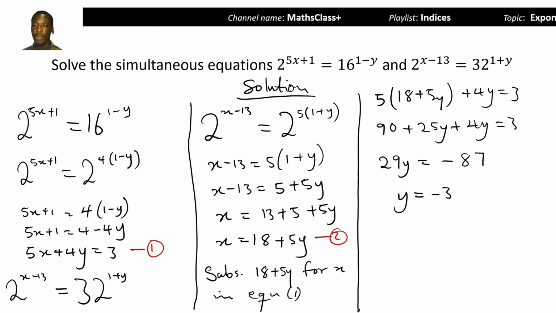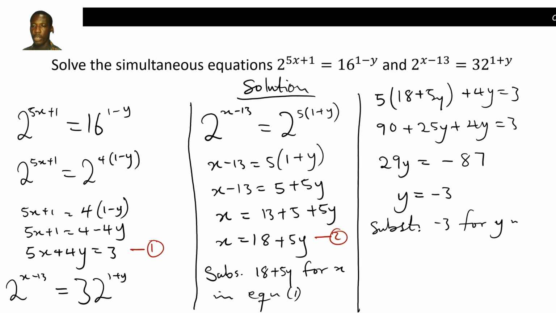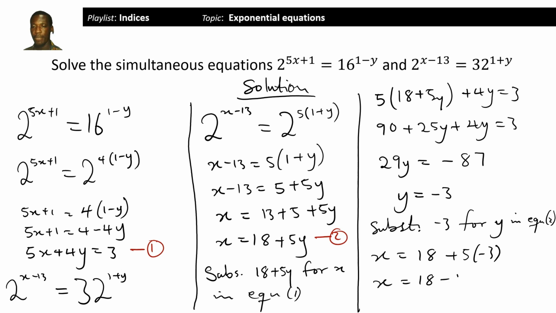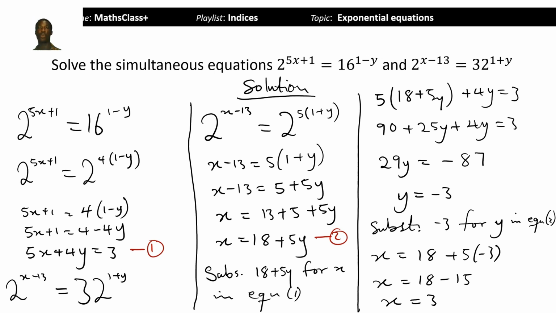I now substitute y into equation 2. So substitute minus 3 for y in equation 2. That means x is equal to 18 plus 5 times negative 3. So x is equal to 18 minus 15, which is equal to 3. And that is the solution.